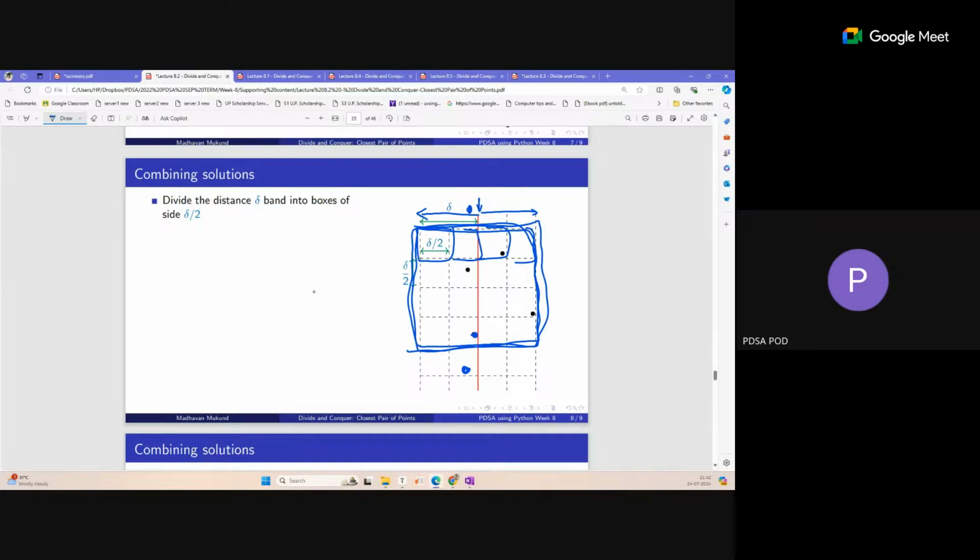Otherwise, what happens, suppose all endpoints are coming closer to this border, then what will happen if we compare all the points with all the remaining points which are coming in this border? It will become order of n square complexity. Okay, so n into n. Then we don't want this. So what do we want?